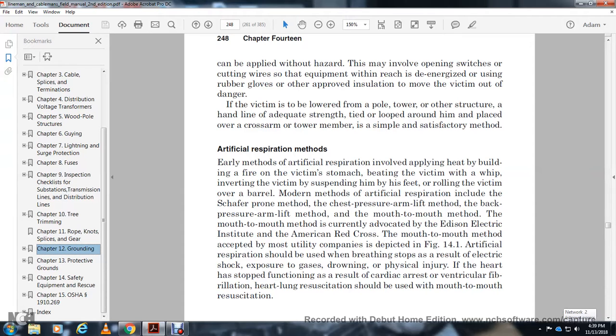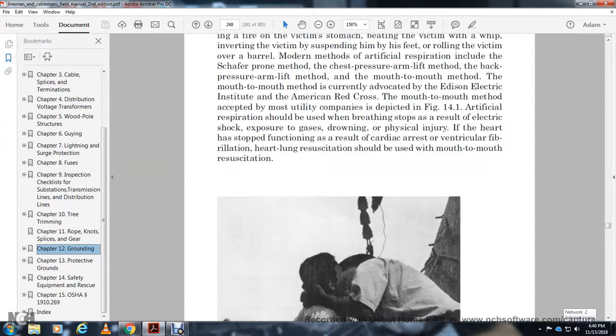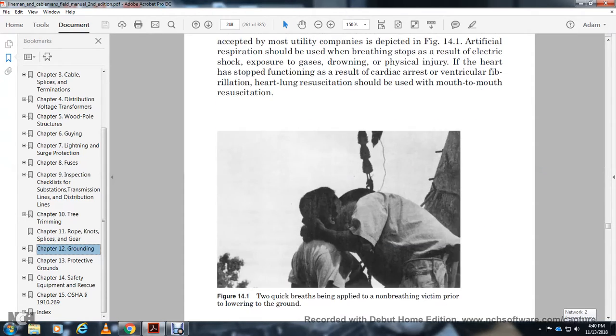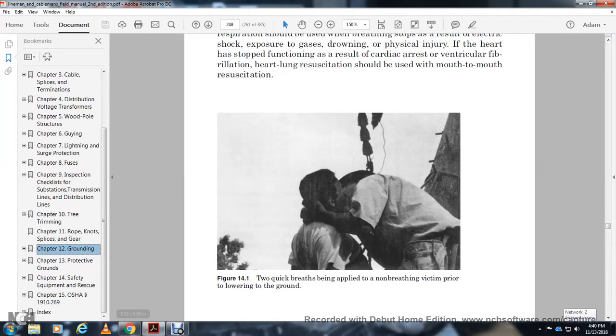Depicted in Figure 4.14.1, artificial respiration should be used when breathing has stopped as the result of electrical shock, exposure to gases, drowning, or physical injury. If the heart has stopped functioning as a result of cardiac arrest or ventricular fibrillation, heart-lung resuscitation should be used with mouth-to-mouth resuscitation. This shows two quick breaths being applied to a non-breathing victim prior to lowering to the ground.